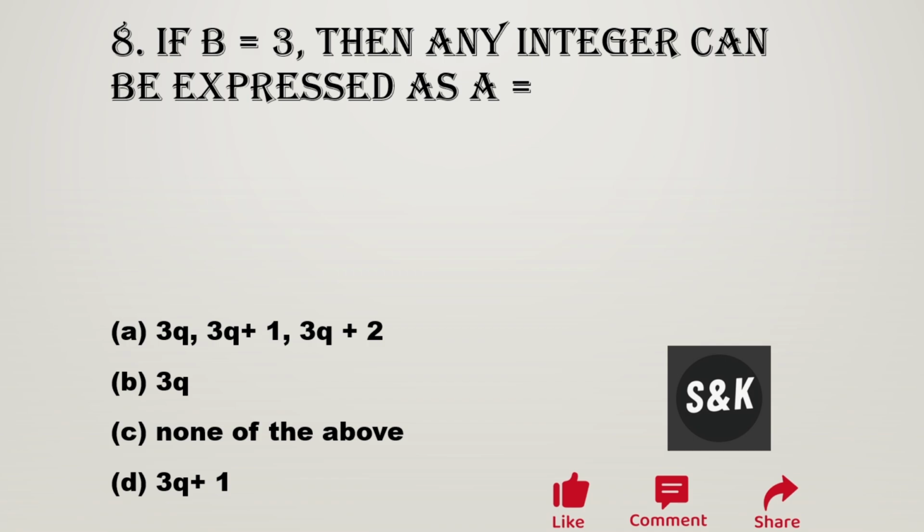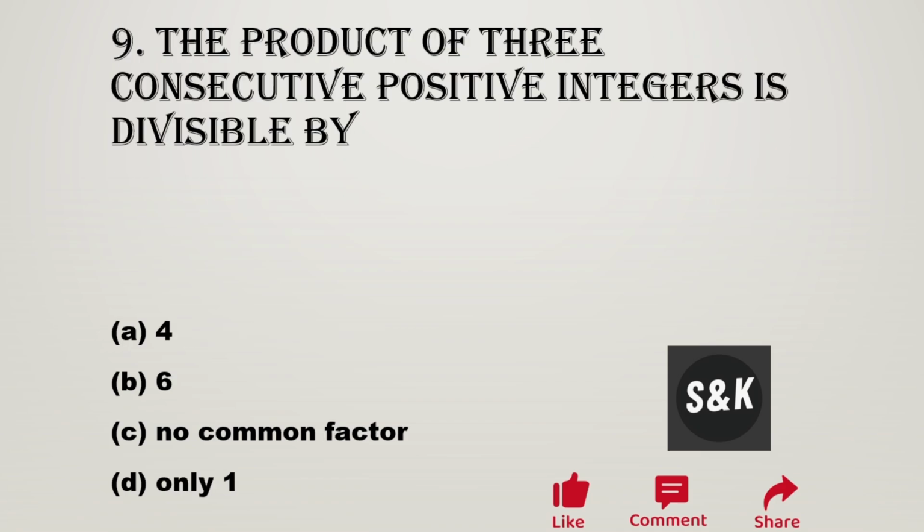If b is 3, then any integer can be expressed as a equals to 3q plus 1. Option D is correct. The product of three consecutive positive integers is divisible by only 1 because any three consecutive integers may not have any common factor except 1.